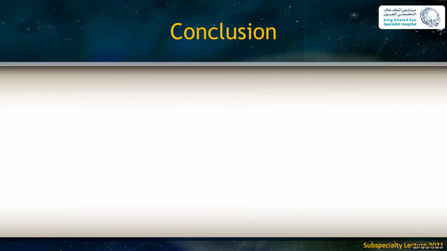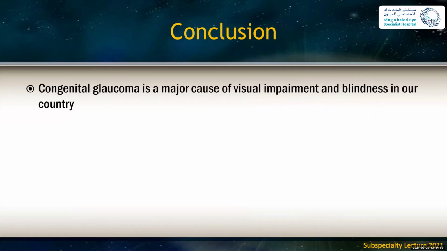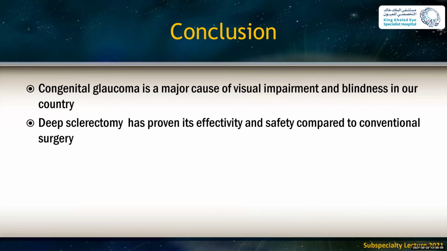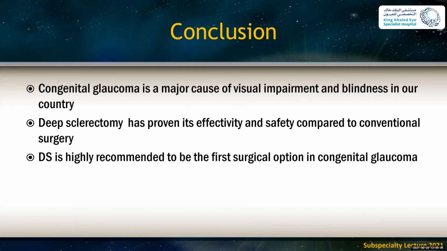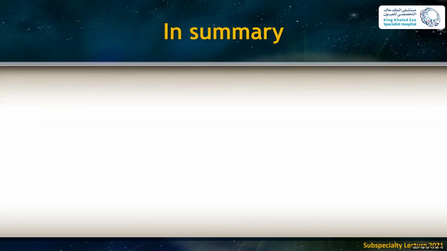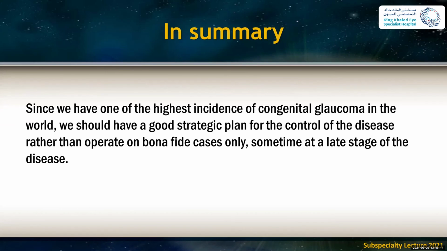So in summary, we conclude that congenital glaucoma is a major cause of visual impairment and blindness in our country or in the community, and deep sclerectomy has proven its efficacy and safety compared to conventional surgery, and is highly recommended to be the first and probably second surgical option in management of congenital glaucoma. And in summary, I'm finishing now.